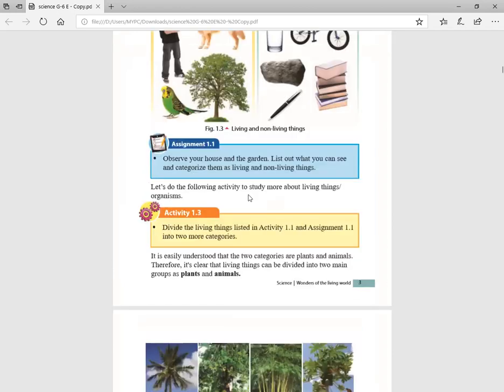Let's do the following activity to study more about living organisms. Activity 1.3. Divide the living things listed in activity 1.1 into more categories. It is easy to understand that the two categories are plants and animals. Therefore, it is clear that living things can be divided into two main groups as plants and animals.